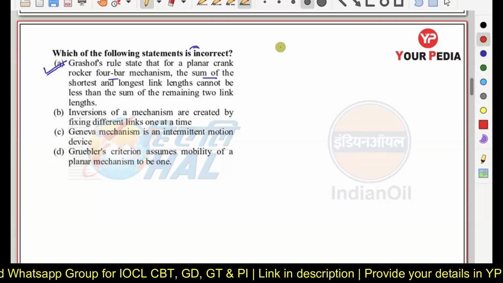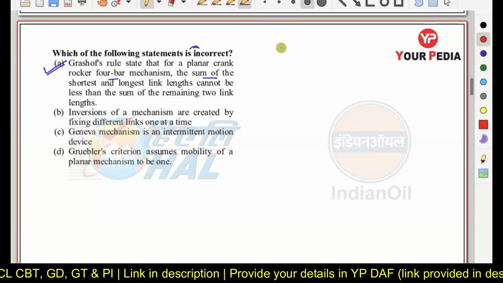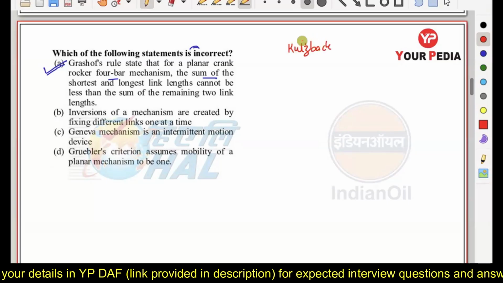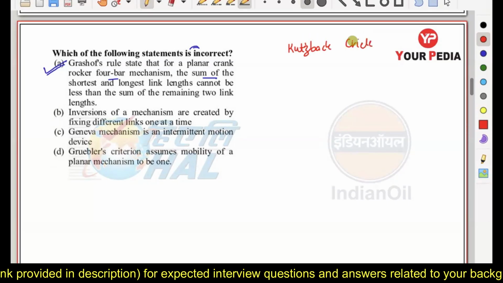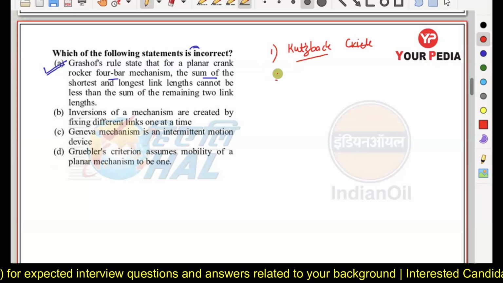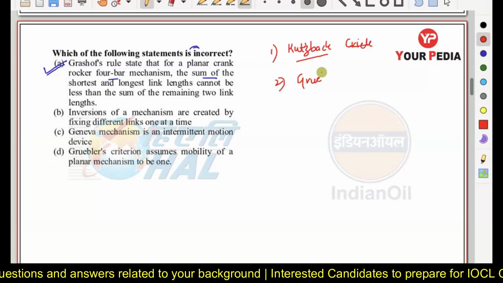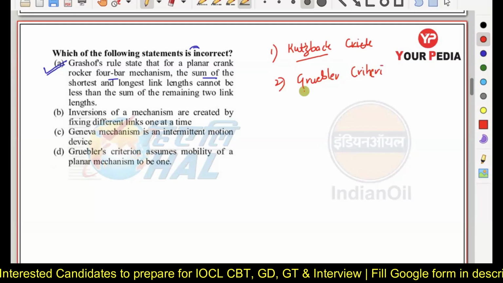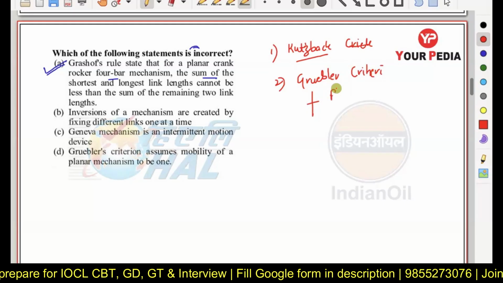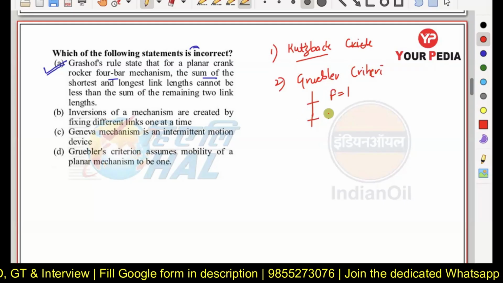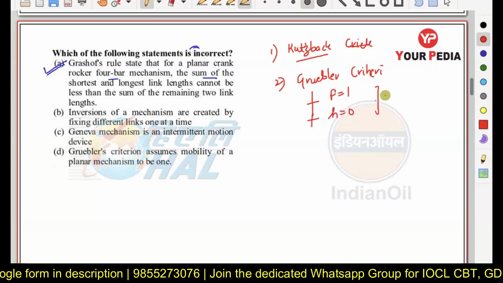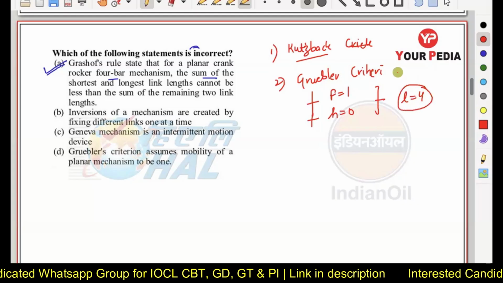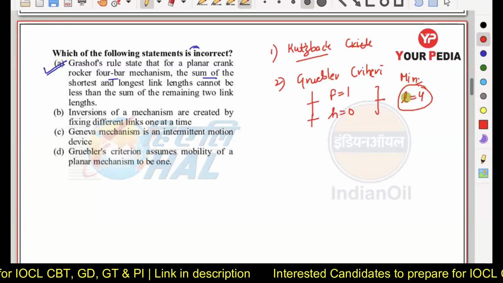Okay, now just see what are the basic equations which you have to remember. First, the Kutzbach criteria you have to remember. Kutzbach criteria provides us the degree of freedom of the mechanisms here. Then we are having the Grubler's criteria. Grubler criteria basically deals with the definition of a planar mechanism. Grubler criteria assumes that the degree of freedom of a mechanism must be 1, the number of higher pairs must be 0, then only you are going to see that a simple mechanism is having a minimum of 4 links here.